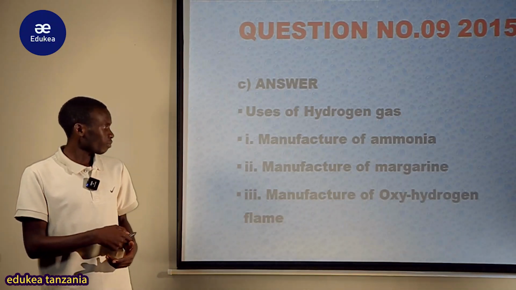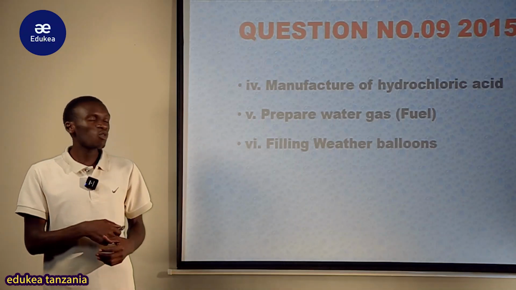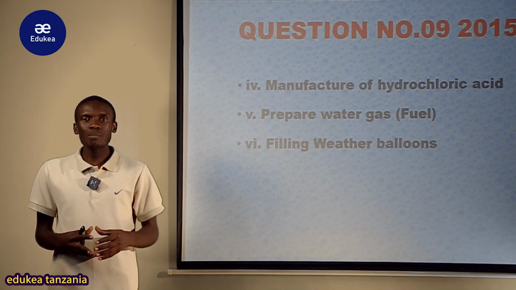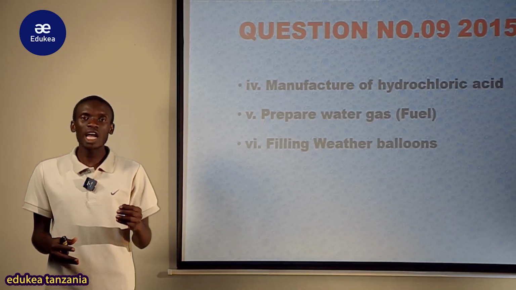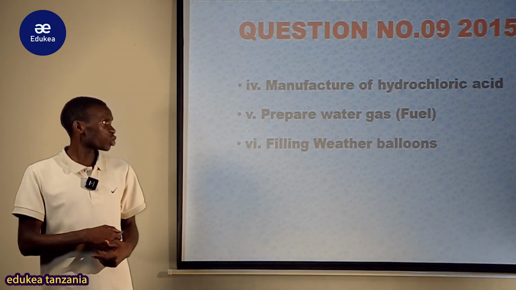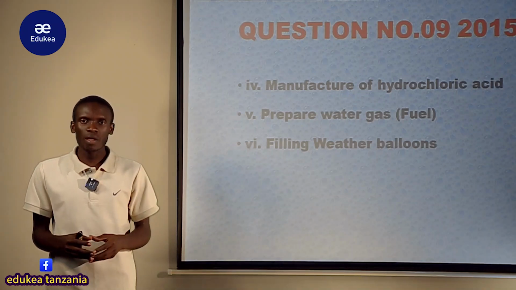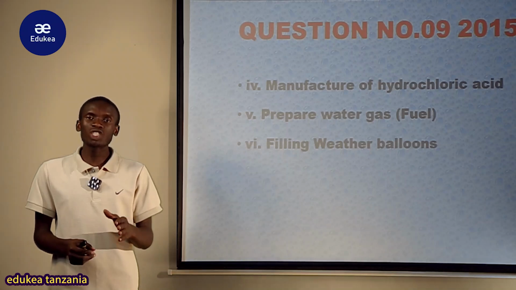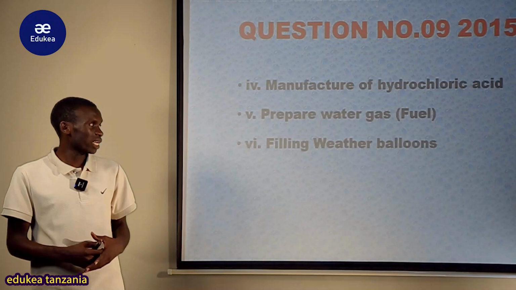And after then, also it is used in the manufacture of hydrochloric acid. Hydrochloric acid also is produced by this hydrogen gas. When the hydrogen gas reacts with chlorine, they tend to produce hydrochloric acid. Also, it is used in preparing water gas. Water gas fuel is used in rocket. This gas is produced by using hydrogen. Hydrogen also inakuwa involved kwenye produce hii water gas.